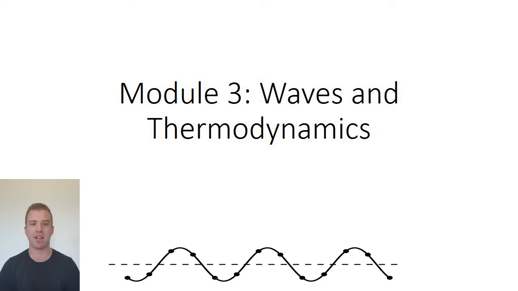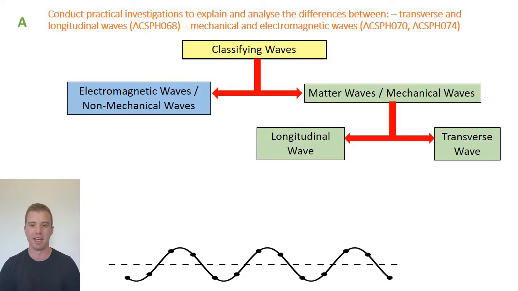And you should see a diagram now of two categories: non-mechanical waves, which is electromagnetic waves, and mechanical waves, which are matter waves. And then that has been broken up into two different categories once again. And you'll see longitudinal waves and then transverse waves. So what do they actually mean? Let's go through a few.